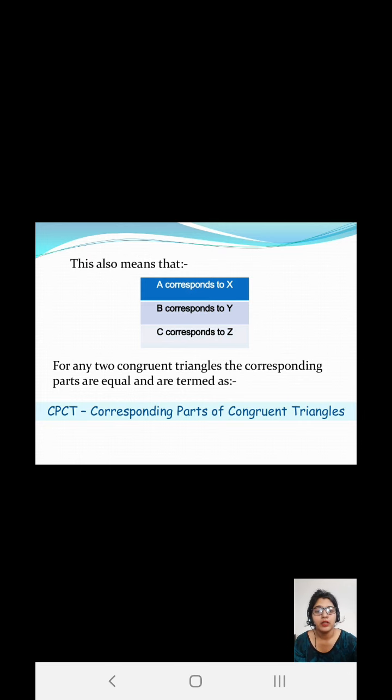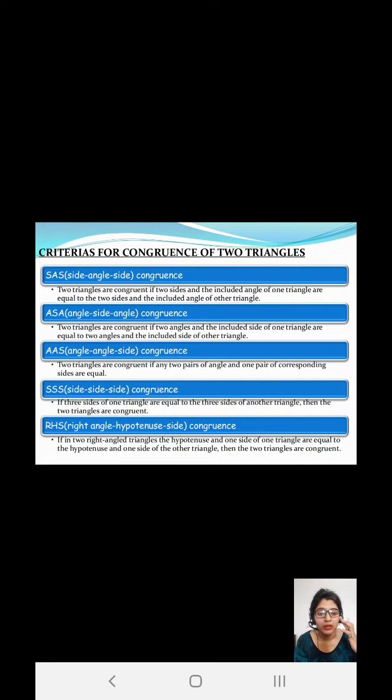Next we are going to learn some conditions which we use to prove two triangles congruent. The first condition we have is SAS, the side angle side condition. In this we have two sides equal in two triangles, and the included angle, which is the angle between the two equal sides, is equal. When this happens, the two triangles are congruent according to the SAS congruence condition.